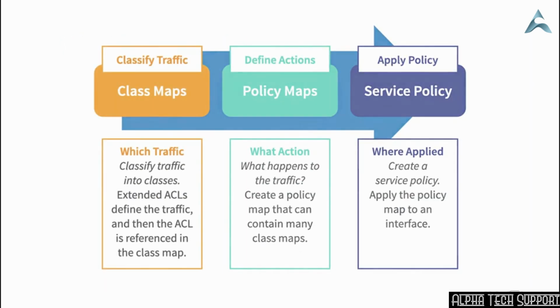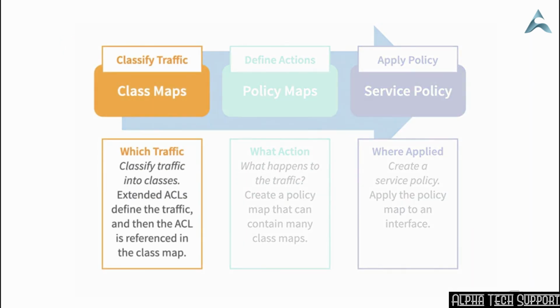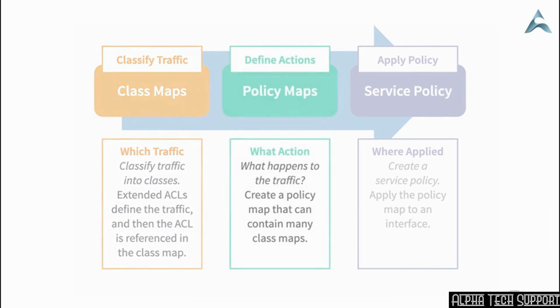Class maps define which traffic is of interest and are used to categorize traffic into classes. Extended access control lists are typically used to define traffic. Then the access control list is referenced in the class map. Policy maps are used to define what action is to be taken for a class. Actions that can be specified are allow, block, and rate limit. Basically, it answers the question, what do I do with the traffic?